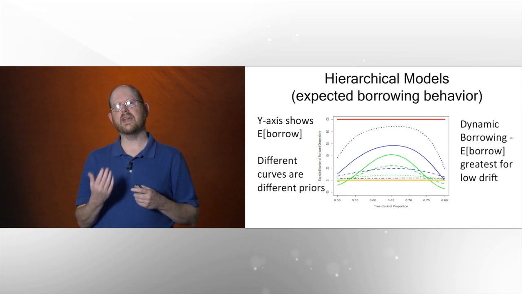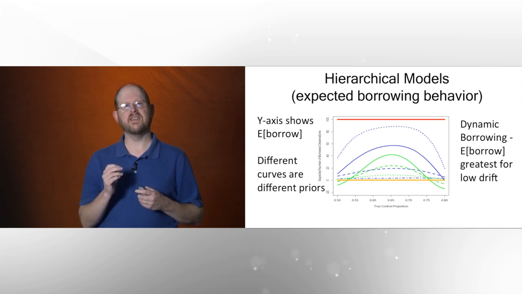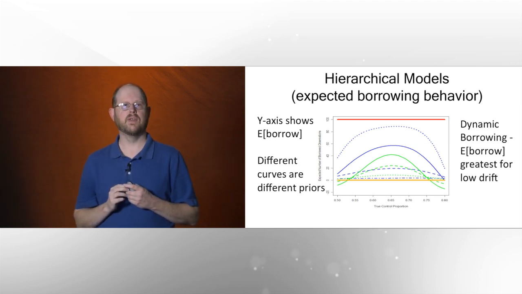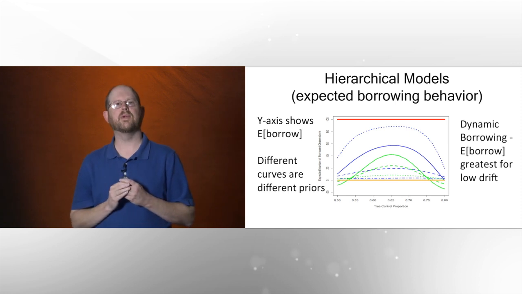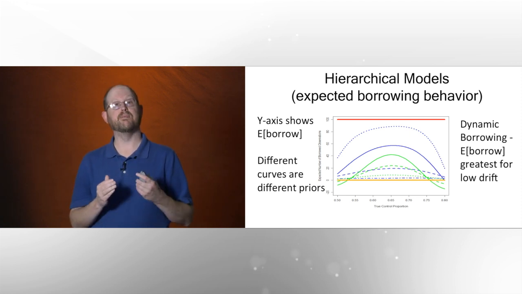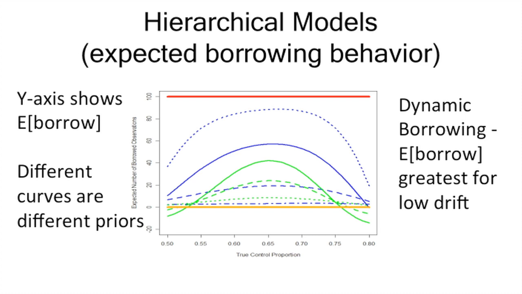If we were picking a fixed weight in advance, we're saying no matter what the drift is, I'm always going to borrow the equivalent of 20 subjects. I'm always going to borrow the equivalent of 40. With dynamic borrowing, you're trying to say if the drift is small, so you can see if we're at 65% in those graphs, I'm going to borrow the most. All of those curves have a peak. So it might be at 20, it might be at 40. You can set where that peak is.